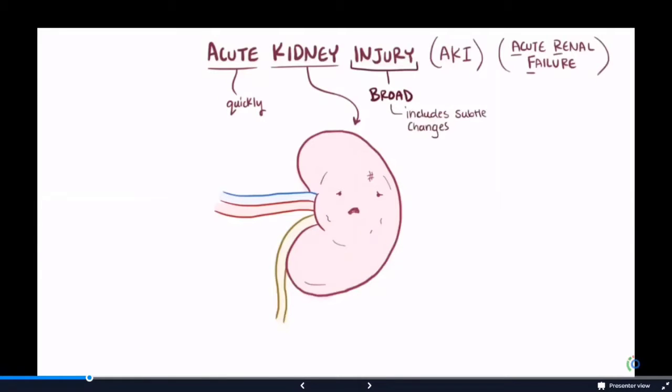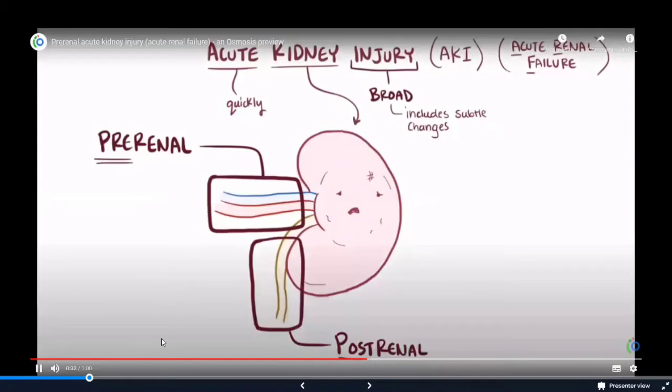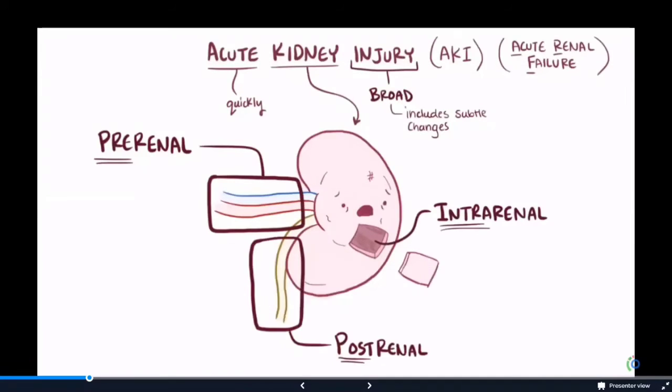AKI can essentially be split into three types. Pre-renal AKI, meaning the cause of kidney injury is coming before the kidneys. Post-renal AKI, meaning after the kidneys. Or intrarenal AKI, meaning within the kidneys.